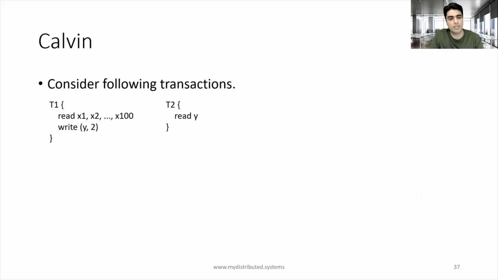In a system with two-phase locking, what will happen if we want to execute these two transactions? Well, the transaction manager is supposed to start with T1. So it requests the lock for x1 and reads x1. Then it requests the lock for x2 and reads x2. And this goes until x100. And then it writes 2 for y.